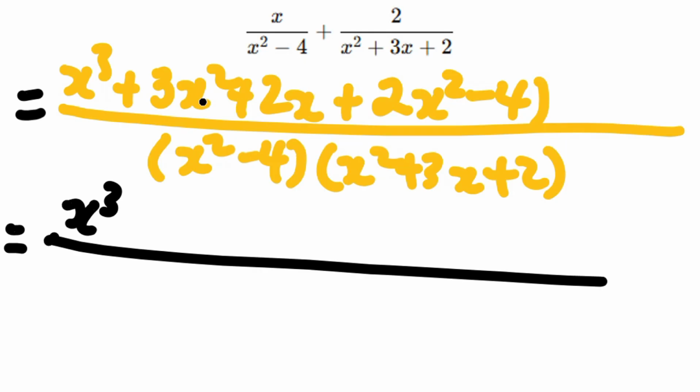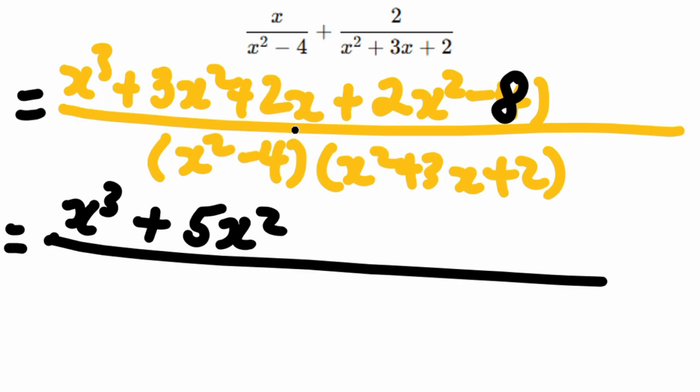Those are the cubes, right? Hey, this one was supposed to be 2 times x squared, right? 2 times negative 4 is negative 8, not 4. That was a mistake, sorry. So x cubed, plus the x squared terms: 3x squared plus 2x squared, that will be like 5x squared, right?